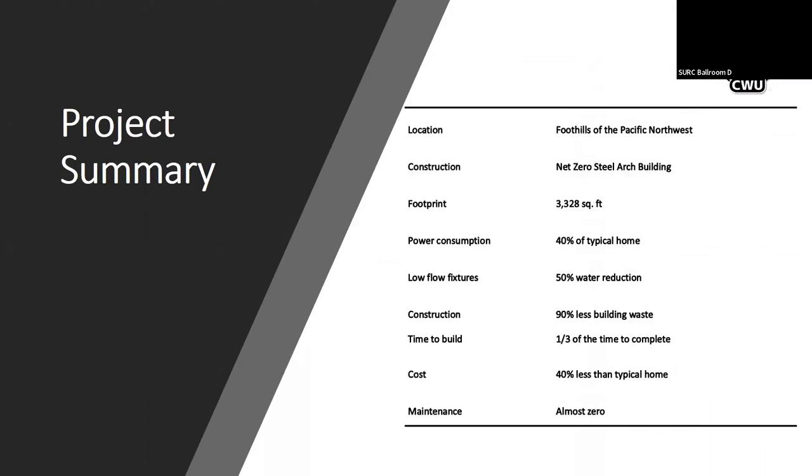And for this project summary, the project is in Ellensburg, Washington. Net Zero Steel Arch Building was our intent to build this project from the beginning. The footprint of the project is barely over 3,000 square feet. Compared to the traditional residential lumber house, we use 40% less power consumption, with 50% water reduction because we are planning to use low flow fixtures. And for the construction material waste, we will be using less than 90% compared to the typical home.